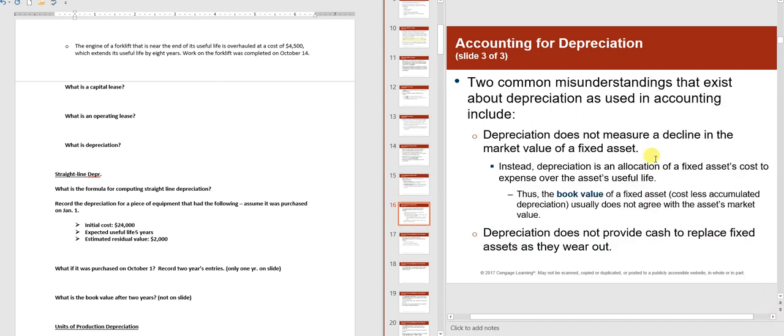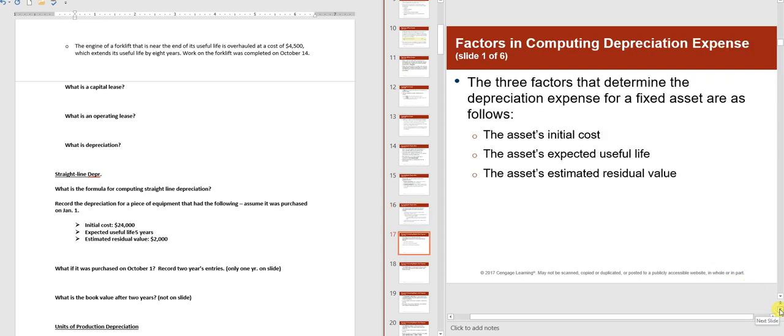Okay, make sure that you do know that depreciation does not measure decline in the market value of a fixed asset, and it provides no cash to replace the asset. The cash went out the door when you bought the asset. So what do we need to know about it? Most of you have done depreciation, and even if I said you had a $10,000 car that was going to last you 5 years, how much do you depreciate a year? Most of you would say 10,000 divided by 5 is $2,000.